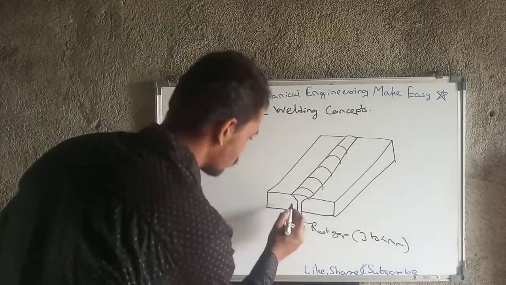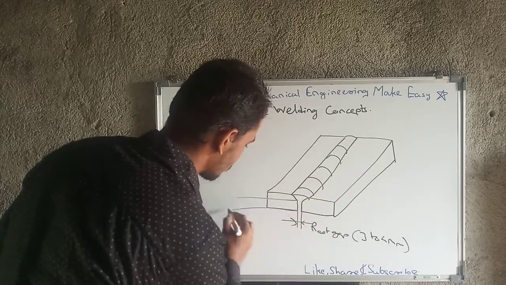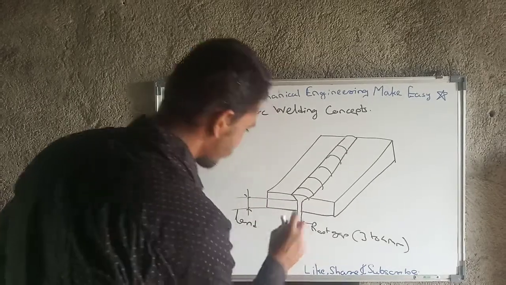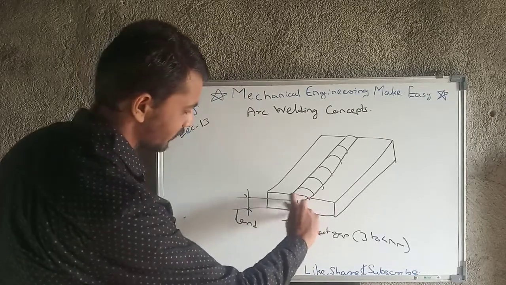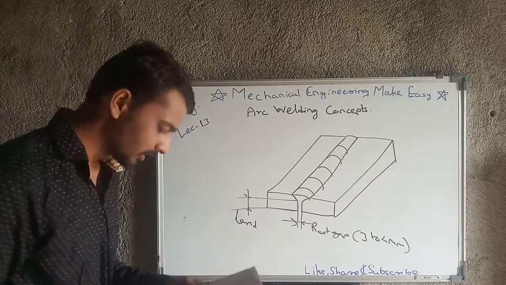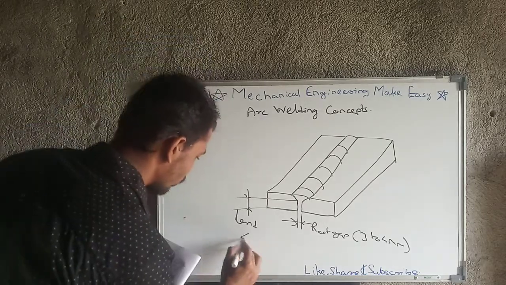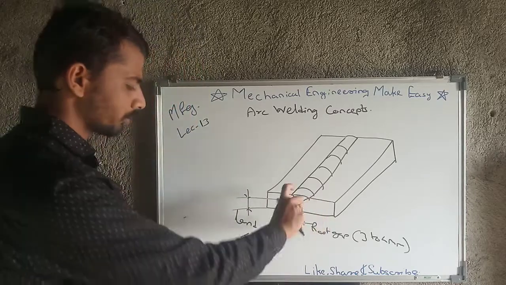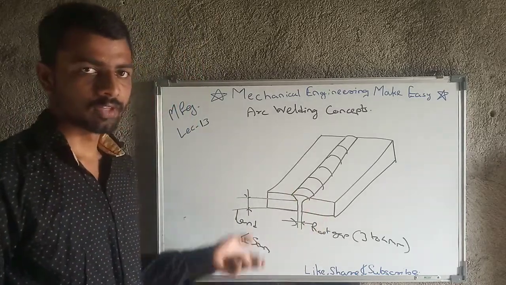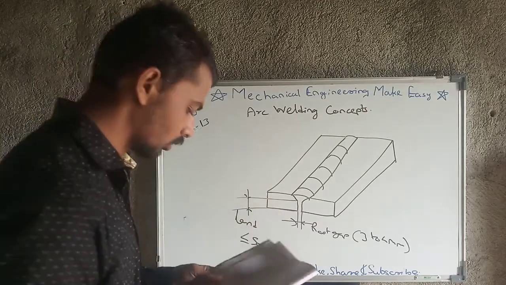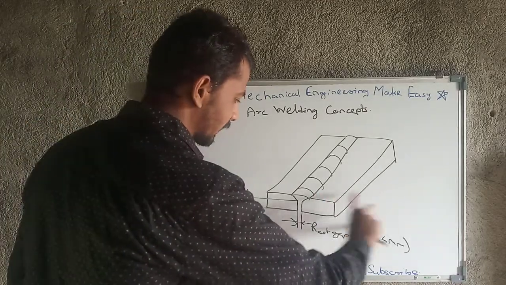Then we have this parameter, that is land. Okay, land means how much height that root gap has. Okay, that is nothing but the land, and that parameter should be less than or equal to 5 mm. Okay, that height should not be too much higher than 5 mm. That should be limited up to 5 mm only, irrespective of the thickness of plate.